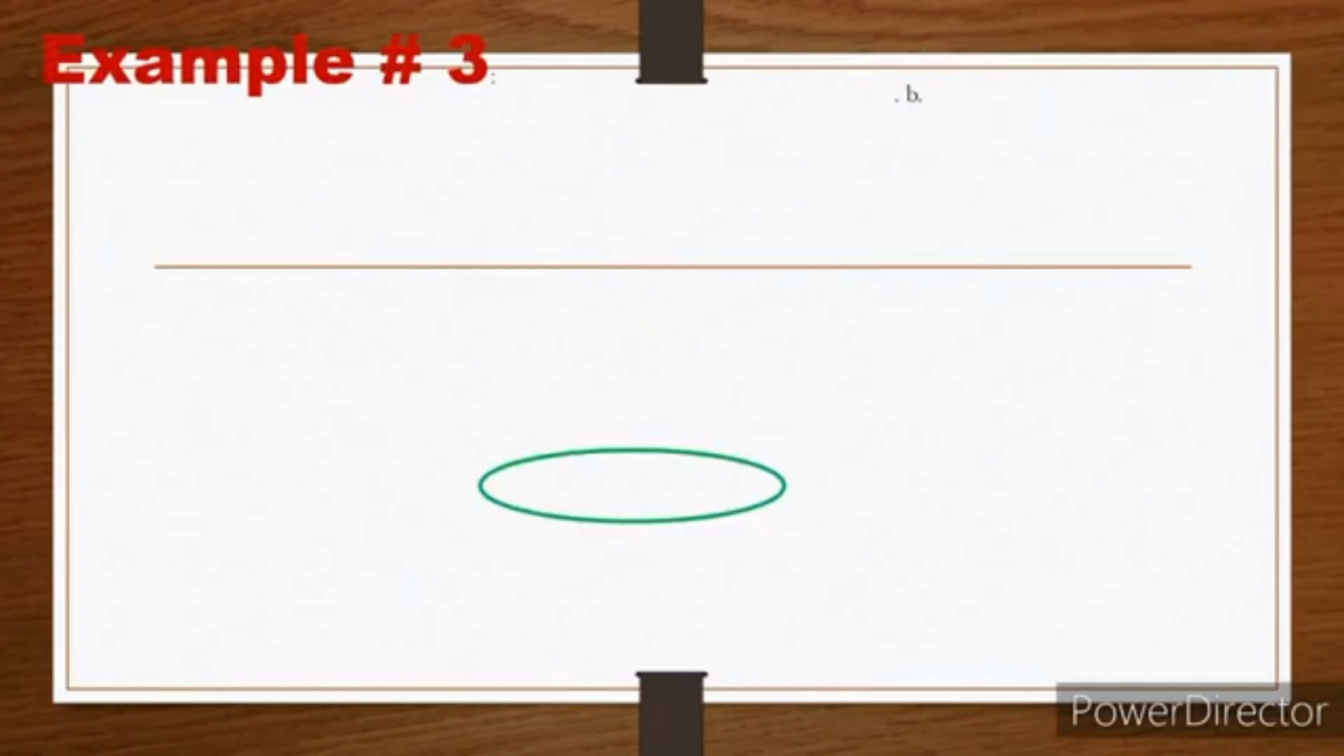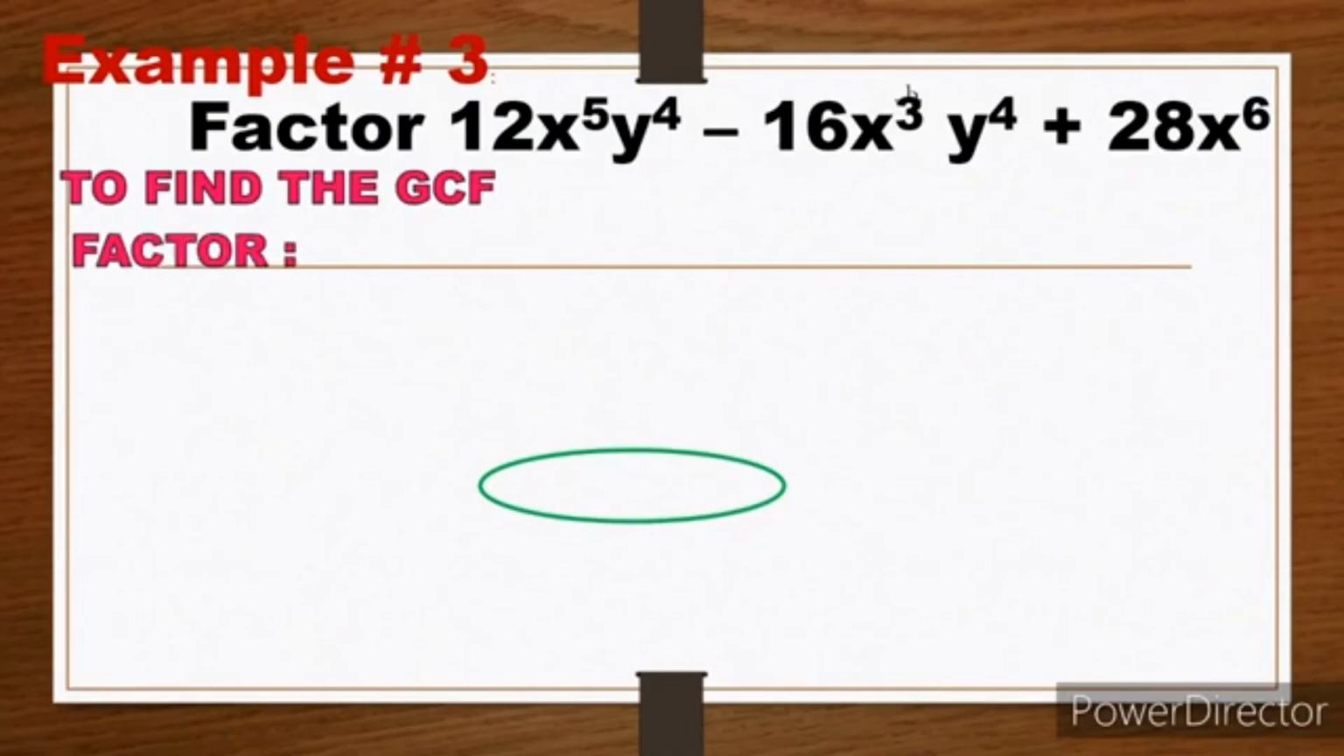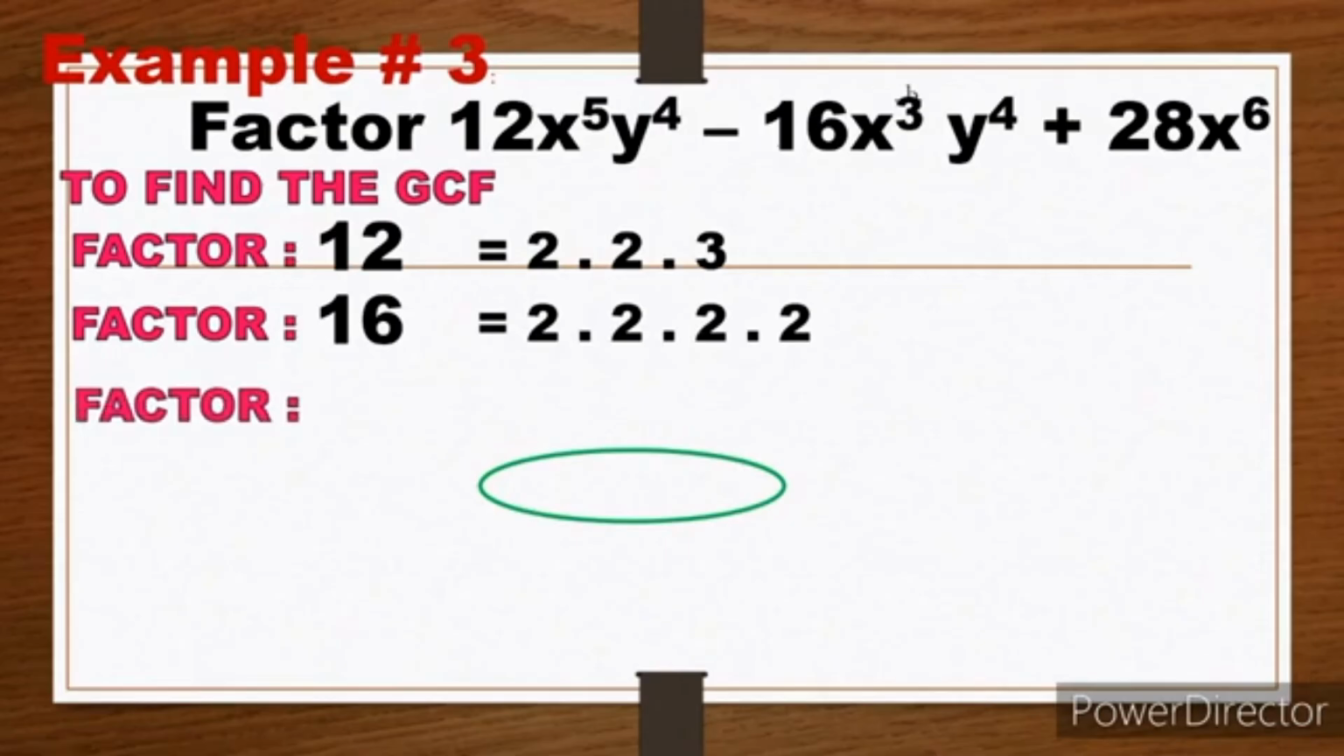Okay, next, let's have another example, number 3. Factor 12x raised to 5, y raised to 4, minus 16x cubed, y raised to 4, plus 28x raised to 6. Okay, to find the GCF, we're going to factor the numerical coefficients with prime numbers. So we have 12, the factor is 2 times 2 times 3. And factor 16, the prime number factor is 2 times 2 times 2 times 2. Then, factors of 28 is 2 times 2 times 7.